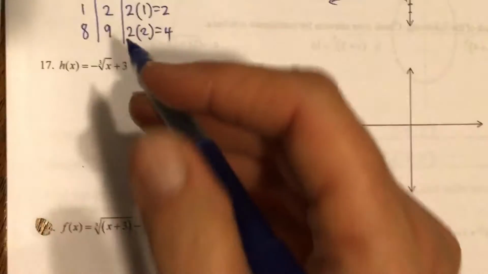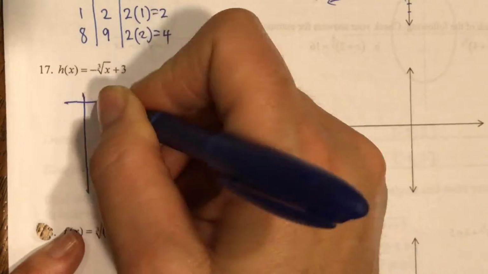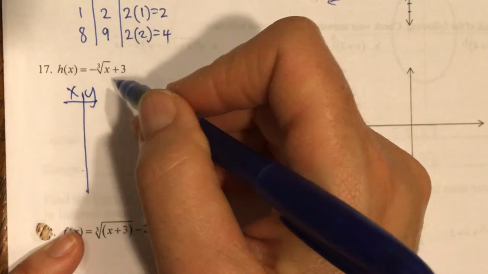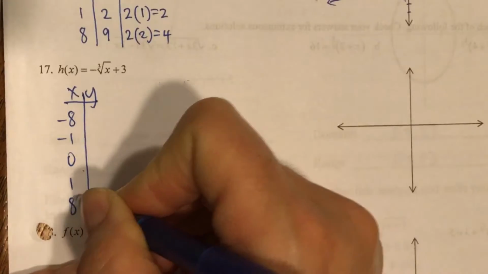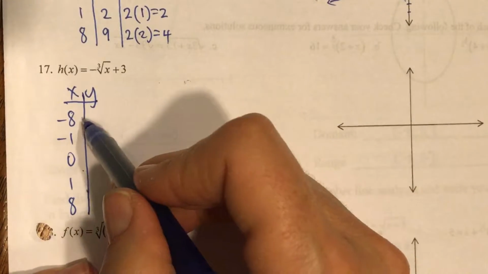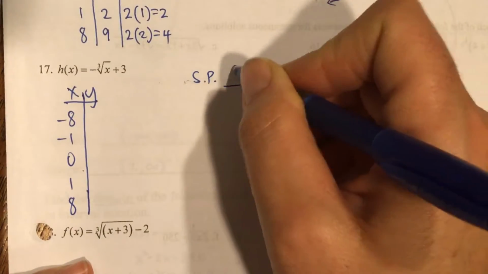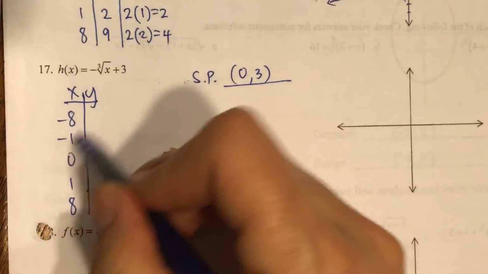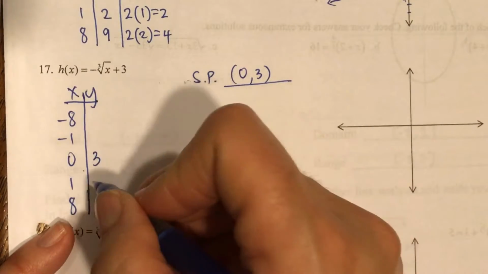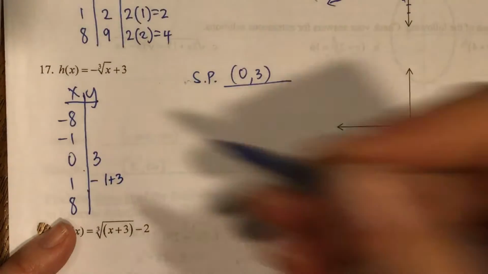All right, next one. Yay, we finally got one that doesn't have an argument. We only need to do an x and a y chart here. So I'm going to use -8, -1, 0, 1, and 8. And then simplify. So starting point is 0, 3. Okay, if I put a +1 in there, I get -1 plus 3. The negative is coming from this negative out front.